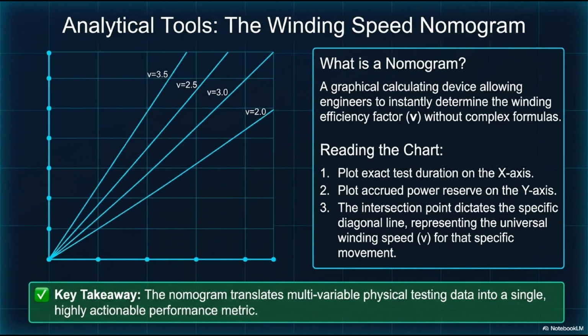Step 1, you run the planetary test. You plot the exact test duration on the x-axis, for example, 2 hours. Step 2, you measure how much power the watch actually stored during that time. You plot that accrued power reserve on the y-axis, for example, 6 hours of power. Step 3, you trace the lines from the x and y-axis until they intersect. That intersection point will land on, or near, a specific diagonal line. That diagonal line represents the universal winding speed, V, for that specific movement under those conditions. The nomogram elegantly translates multivariable physical testing data into a single, highly actionable performance metric.